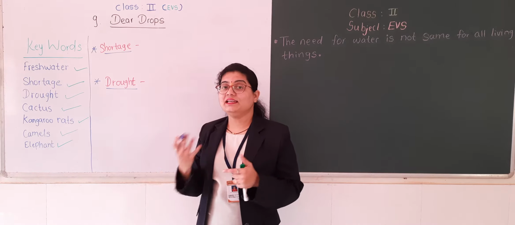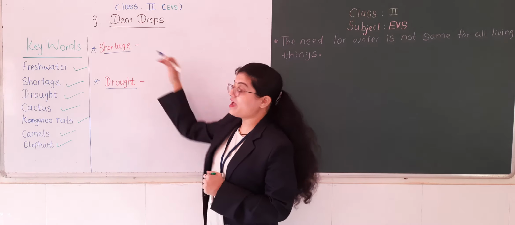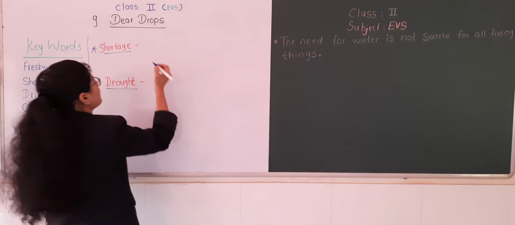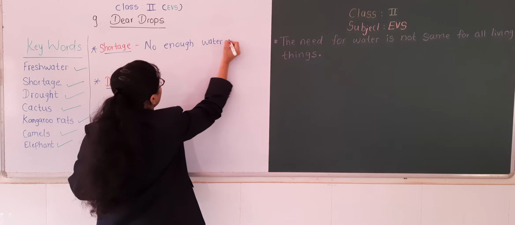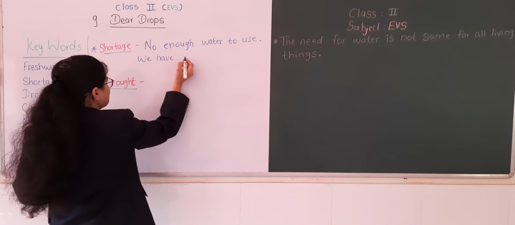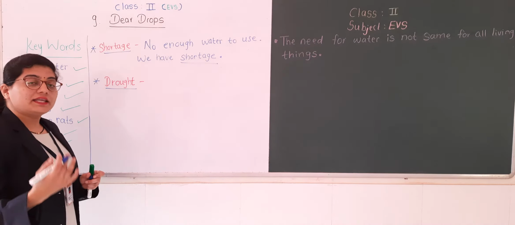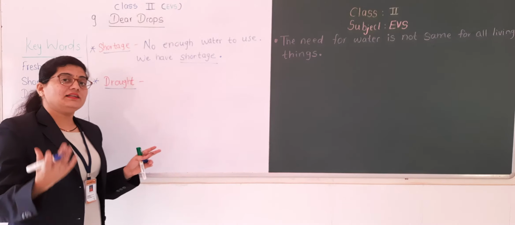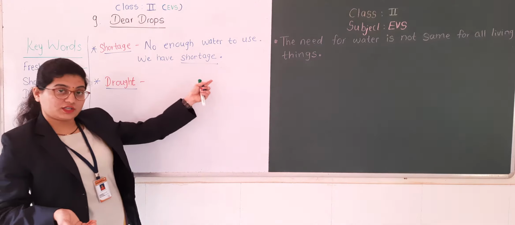If there is no rain, then we will have less water to use, or we do not have enough water to use. It means we have shortage of water. So here, what is meant by shortage? If there is not enough water to use, then we can say that we have shortage of water. So if we do not have rain or we have little rain, then we will get less water. It means not enough water to use. And what do we have then? We have shortage of water.